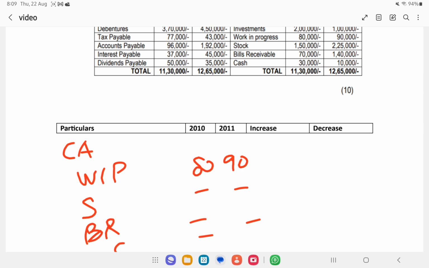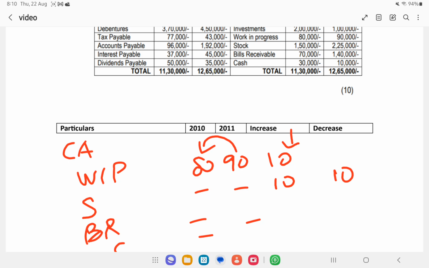When we compare 2011 to 2010, there happened an increase of 10,000. So below the column increase, write 10,000. In the next item, what happened? Okay, every item is increasing. So if it is an increase, write the amount in the increase column. If the difference is a decrease, write the amount in the decrease column. Similarly, write everything.